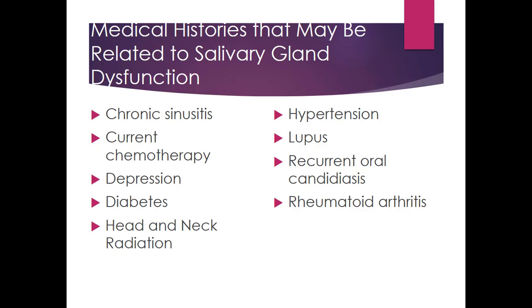There's another autoimmune disease called Sjogren's syndrome that decreases serous and mucus production throughout the body. Someone with recurrent oral candidiasis or rheumatoid arthritis are also likely to have xerostomia.